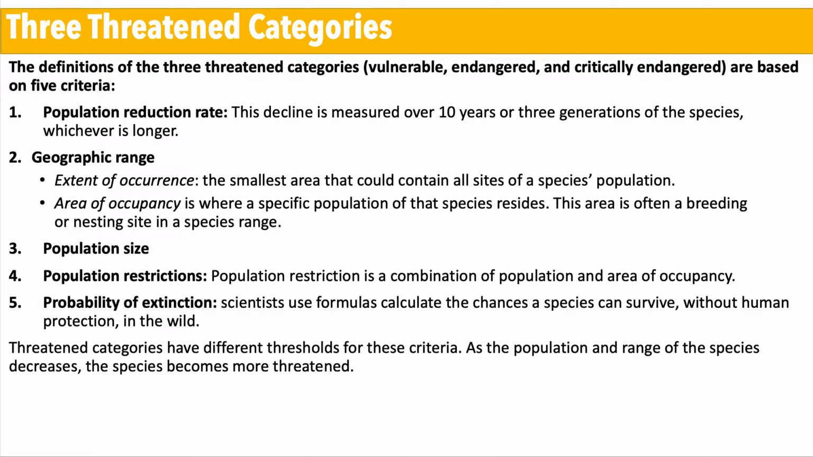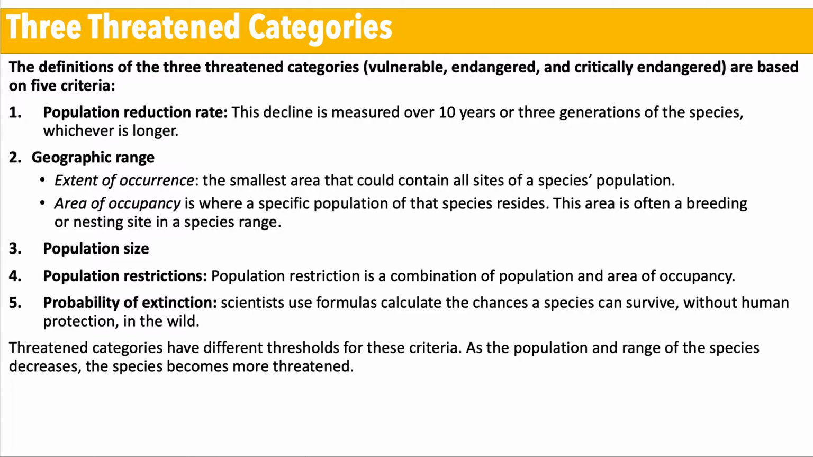Within the three threatened categories, there are five criteria that scientists look at when they're designating where the species belongs within the list. The five things they'll look at: first, the population reduction rate. This is the decline, which is measured over 10 years or 3 generations of the species, whichever of those is longer. The second thing they'll look at is geographic range, within which they'll look at the extent of occurrence, which is the smallest area that could contain all sites of a species population. And then they'll look at the area of occupancy, where a specific population of that species resides.